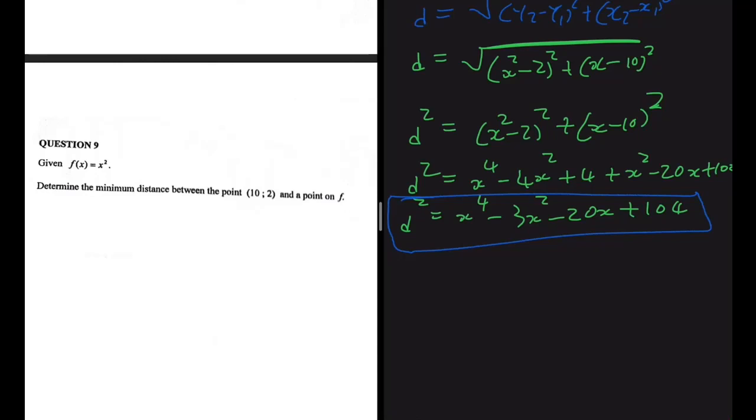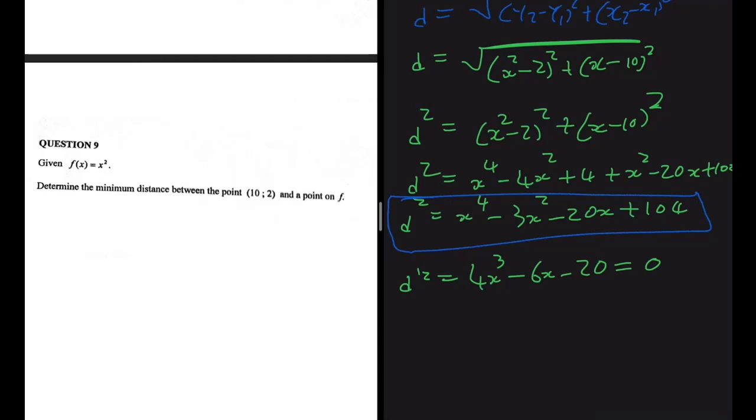If I differentiate this, the derivative of distance squared will be equal to x to the 4, we just apply the power rule, so that will be 4x^3 minus 6x minus 20. We're equating it to 0, right? We want the point that will give us the minimum distance. So now all we have to do is solve this equation, and we have the x value of that point, and with it we can substitute into our distance formula and consequently find the minimum distance between the point and a point on f, right?